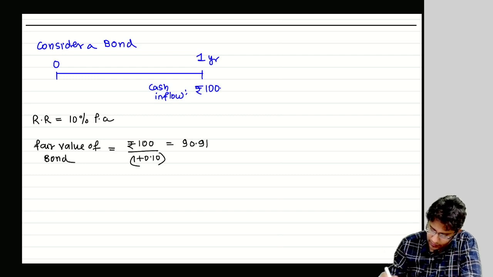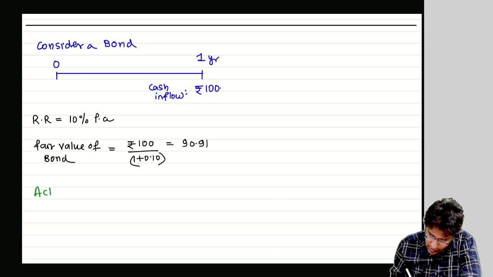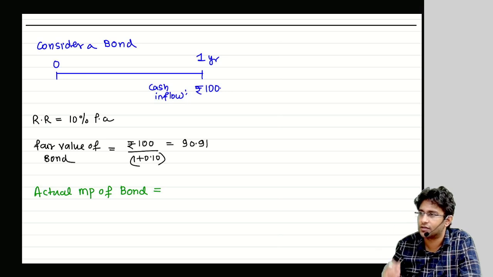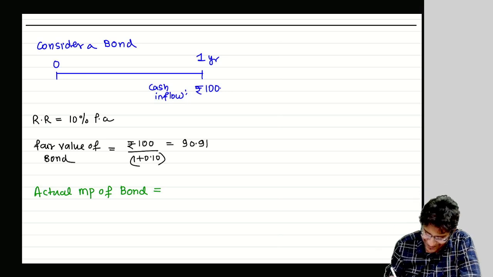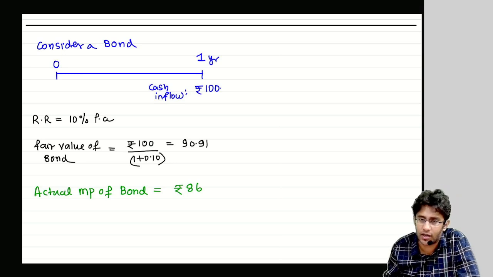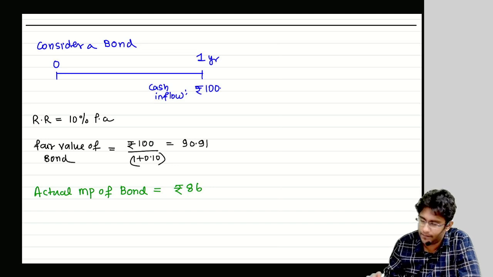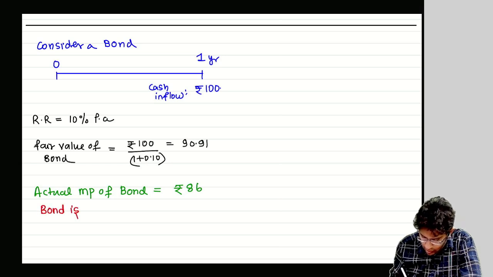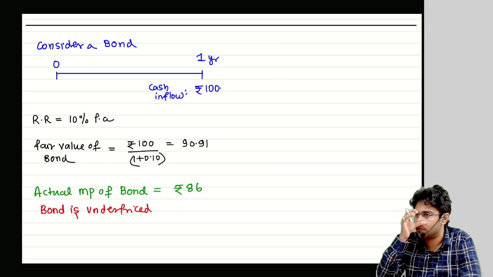Now, look at this. Tell me, sir, you want the happy case or the sad case? Sad case. Actual market price of the bond is 86. Tell me, is the bond overpriced or underpriced or correctly priced or don't know? Underpriced. Sure? Okay, if you say so. So the bond is underpriced. Buy or sell? Buy.